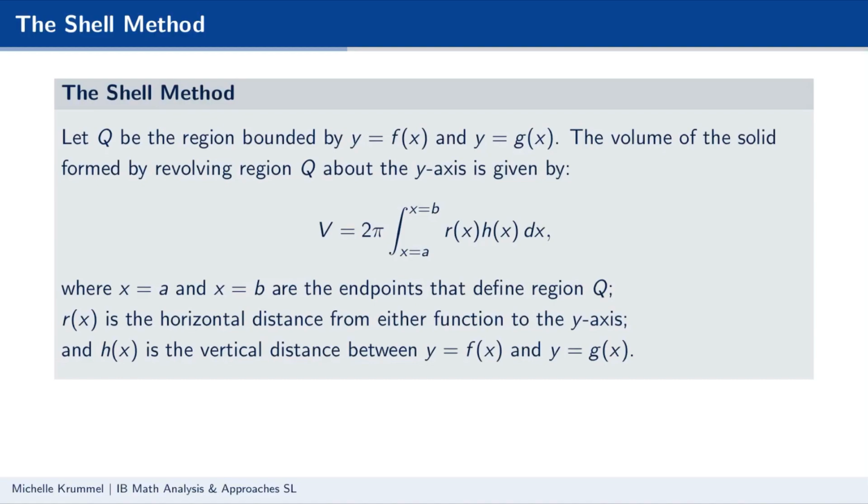So the r of x is the radius of the cylinder. Right here, this is the radius. And then the h of x represents the height of the cylinder. Okay, so r of x, that radius, is going to be the horizontal distance between the function itself and the y-axis. And then h of x is the vertical distance between your functions f of x and g of x.